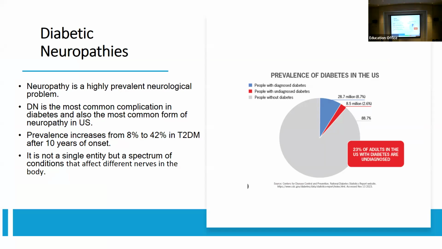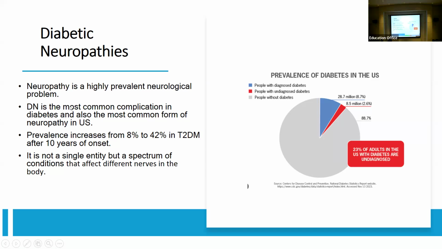So neuropathy, as we know, is a very common neurologic problem because of the high prevalence of diabetes, alcoholism, and renal insufficiency. And diabetic neuropathy is the most common complication in diabetes, and it is also the most common form of neuropathy in the US. As you can see in this pie chart, in the US, almost 11% of people have diabetes, including 23% of them who are undiagnosed. The prevalence of diabetic neuropathy actually significantly increases from 8% to 42% after 10 years of diabetes onset.